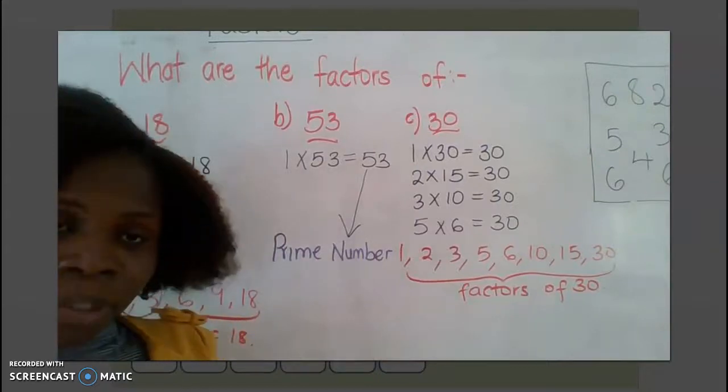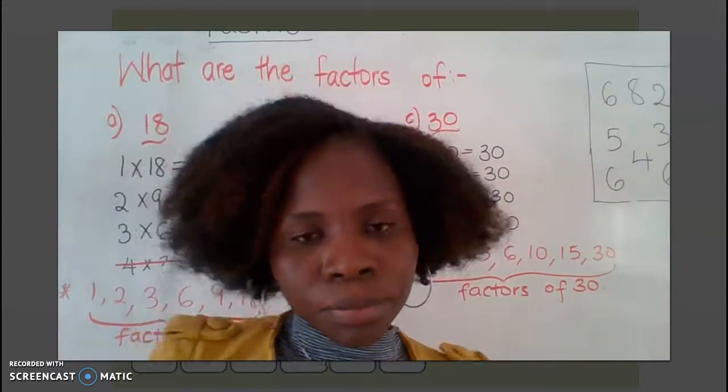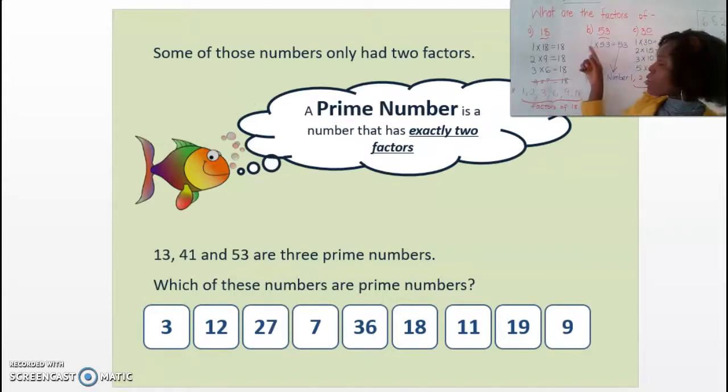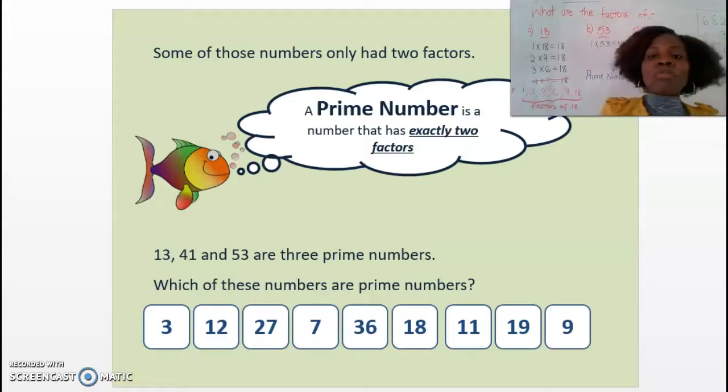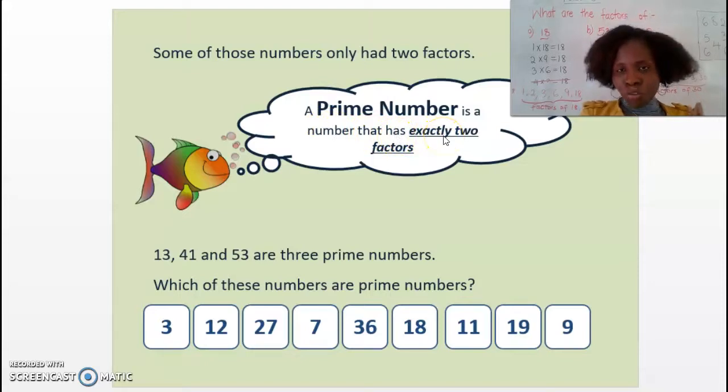Can someone now tell me from what I've explained the meaning of prime numbers? A number that has only two factors, which is 1 and itself, is called a prime number. From the exercise that you've done, you've realized 13, 41, and 53 are 3 prime numbers. And what is the meaning of prime number? A prime number is a number that has exactly 2 factors.